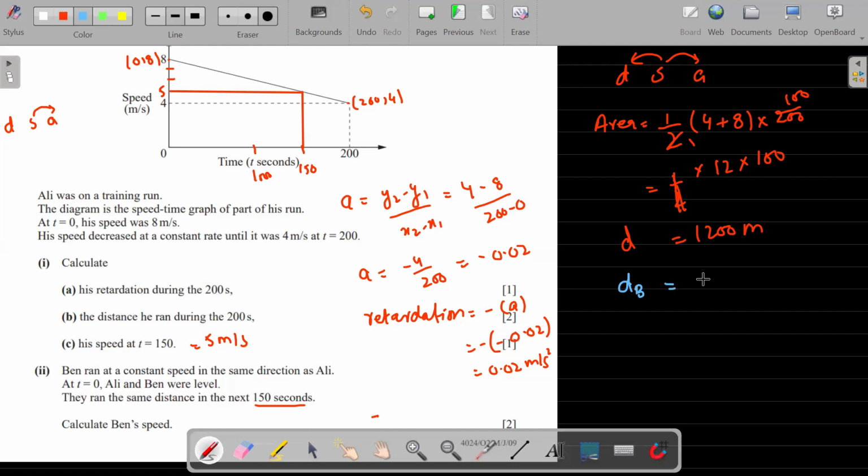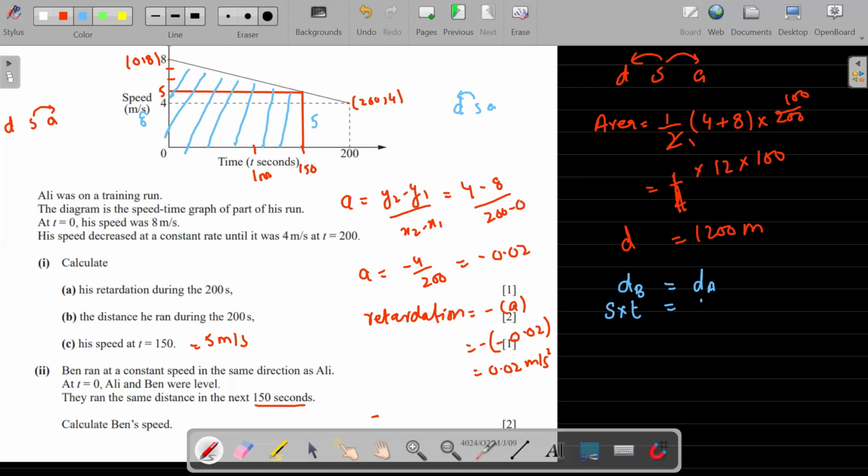the distance of Ben is equal to the distance of Ali. What will be the distance of Ben? We know that it is speed times time. And to calculate the distance of Ali, as we have the graph, we know that from a speed time graph we have to take the area under the curve according to DSA. So for that, I'm going to choose this whole trapezium. This length is 5, this vertical length is 8, and this one will be 150.